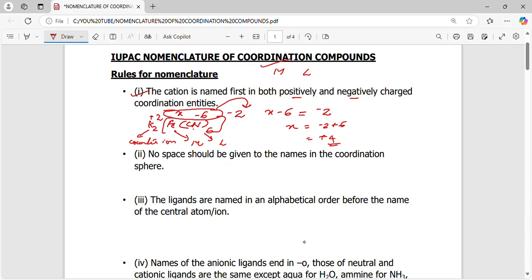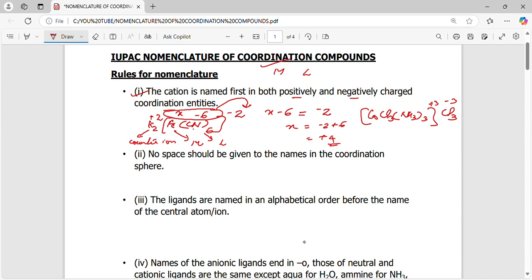One more example I'll tell you: [Co(NH3)3Cl3]. Here cobalt is the central metal atom. For finding the charge, we know that chloride is 1-, and there are 3 chlorides, so the charge of the counter ion is 3-. To balance the charge, let's put +3 for the coordination sphere.